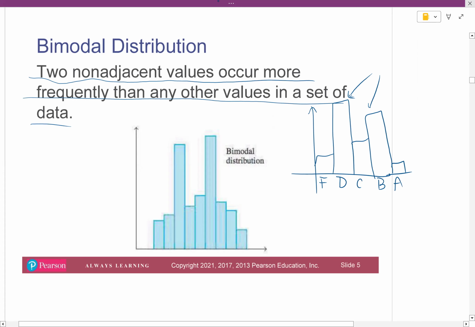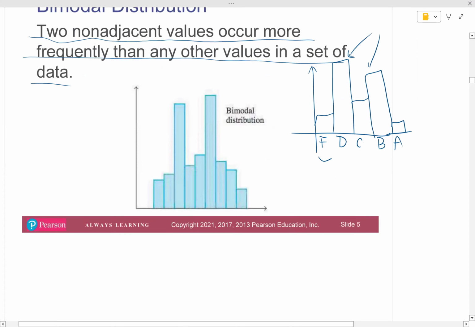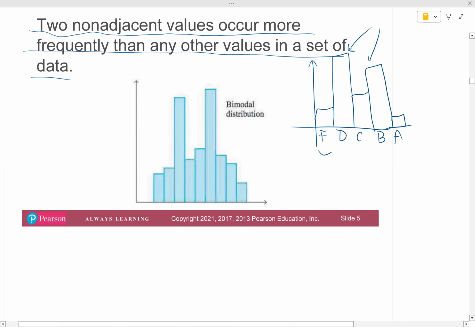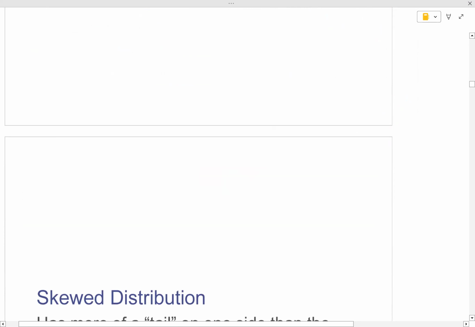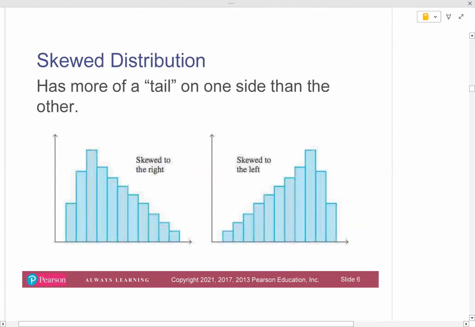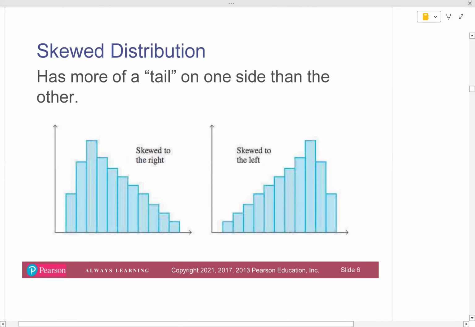So anyway, by definition, 2 non-adjacent values occur more frequently than any other values in a set of data. It happens a lot with grading, especially when you have ranges like this. F is from 0 to 50%, D is from 50 to 60%, and oh no, F is from 0 to 59%. Anyway, sometimes that happens, but probably more often than the J in the rectangular distribution. This happens quite a bit. Maybe we'll see some examples of this coming up.